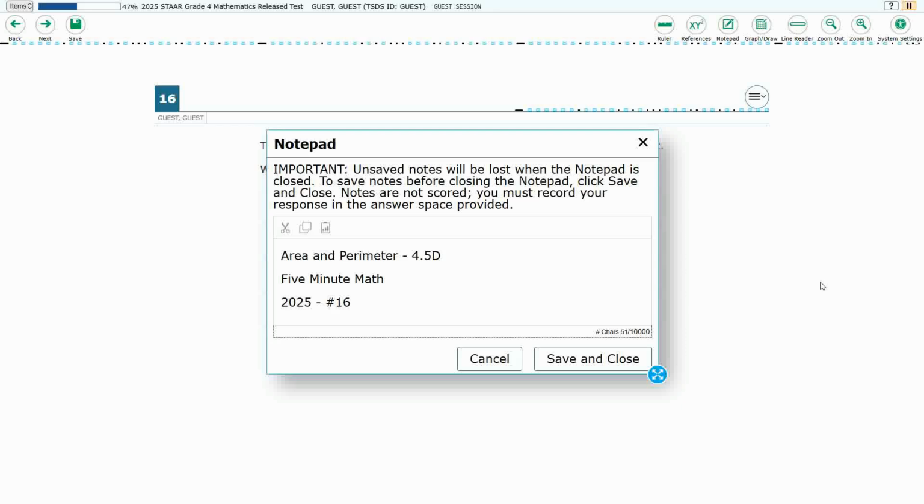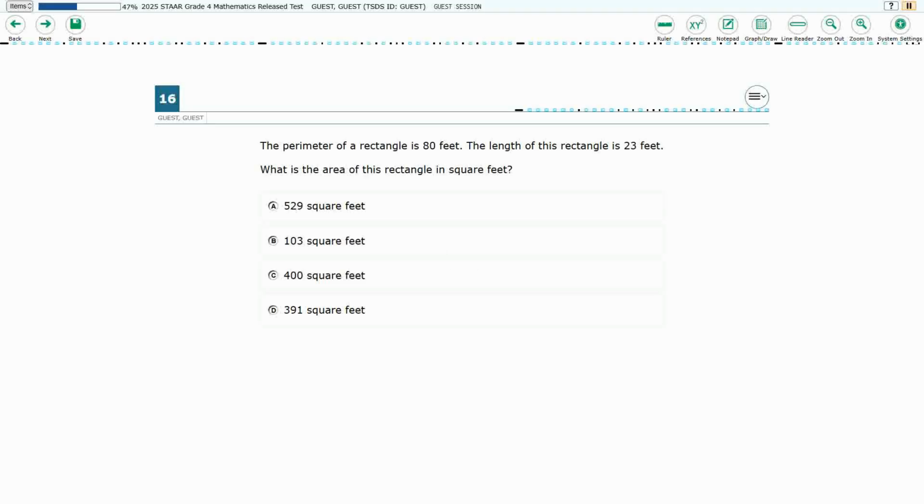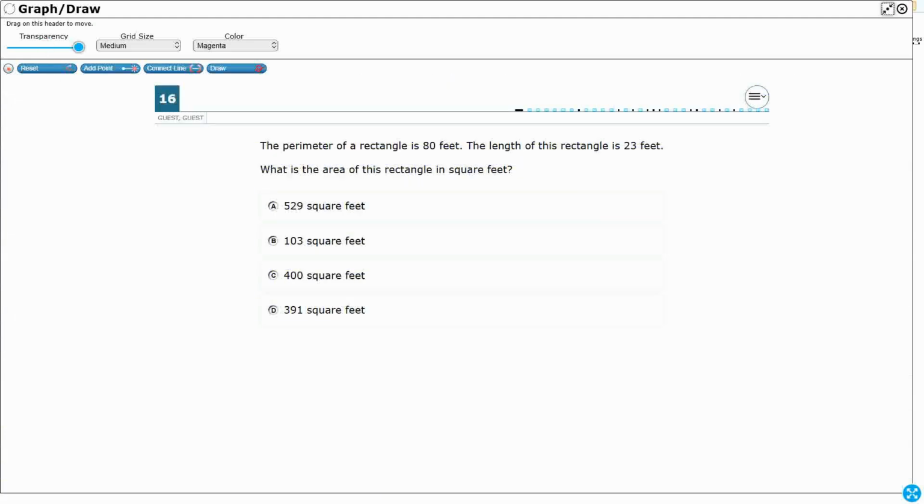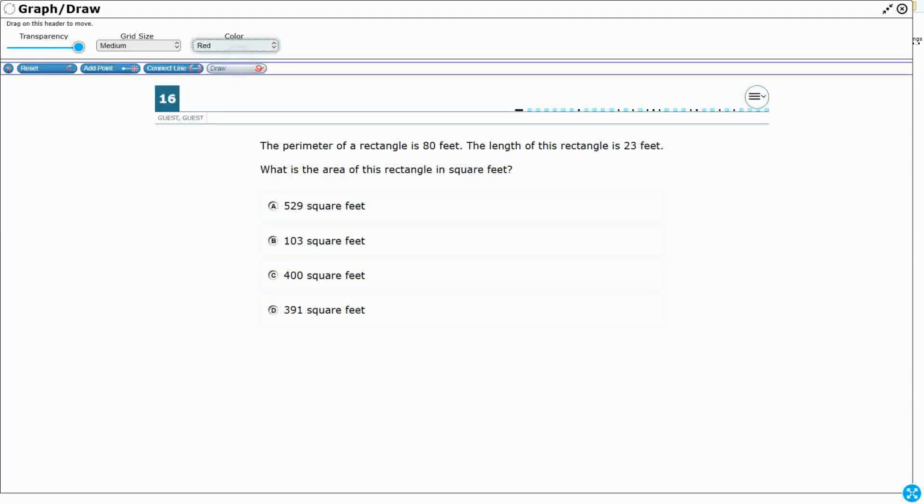Today we are looking at the fourth grade concept of area and perimeter. This is standard 4.5D in the great state of Texas, and we are using item number 16 of the 2025 released STAAR test. If you haven't done so already, please go ahead and take a moment to pause the video, work this problem out on your own, unpause it, and we will look at our answers together.